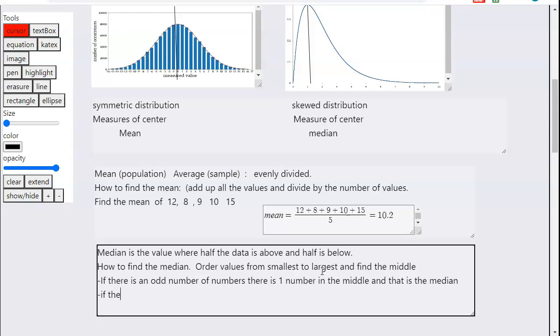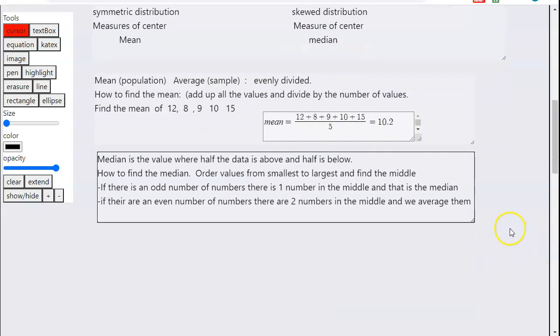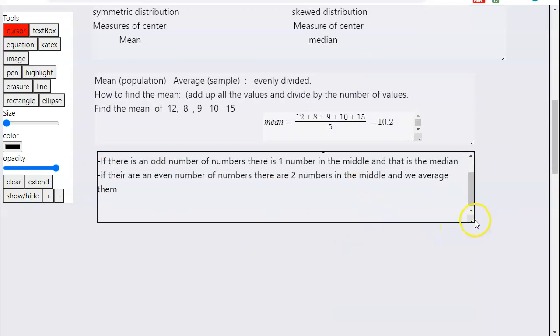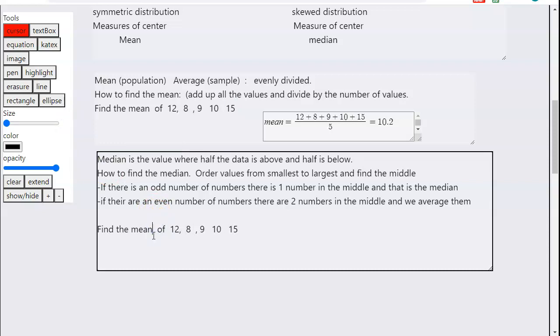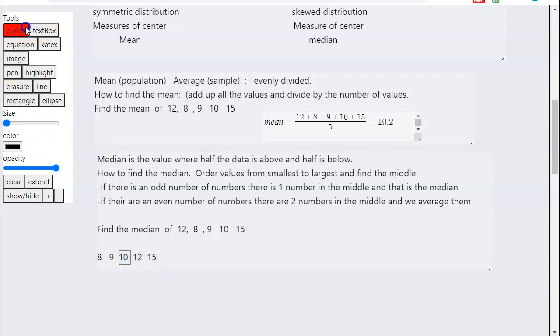On the other hand, if there is an even number of numbers, there are two numbers in the middle, and we average them. We're going to do an example of each one of those. Let's find the median of the same set of numbers we did before. First thing I'm going to do is write them in order from smallest to largest: 8, 9, 10, 12, 15. Here I've got an odd number of numbers, and there is exactly one number in the middle. So my median is 10.